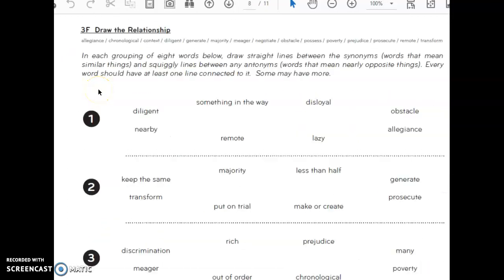3F, draw the relationship. So either the vocab word will have a synonym or an antonym match. So remote, for example, I'm just looking around at the words. Nearby, so I would draw a line between nearby and remote. Those are antonyms, they're opposites.